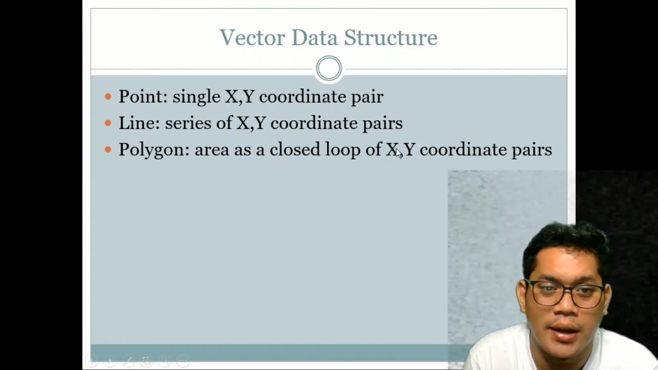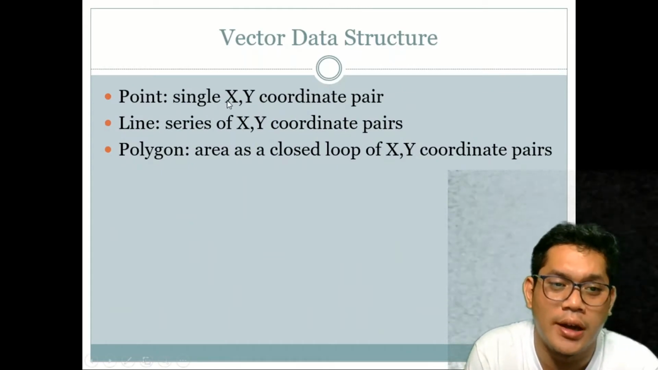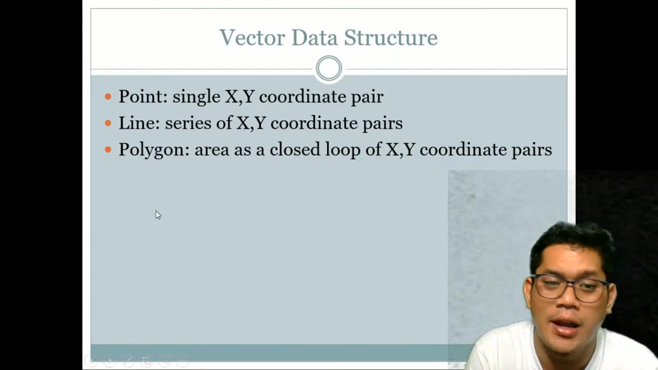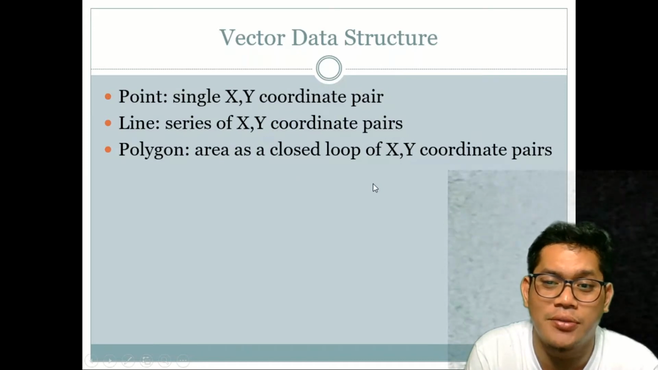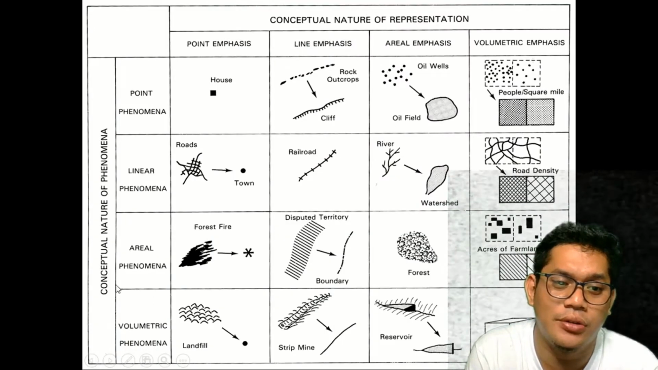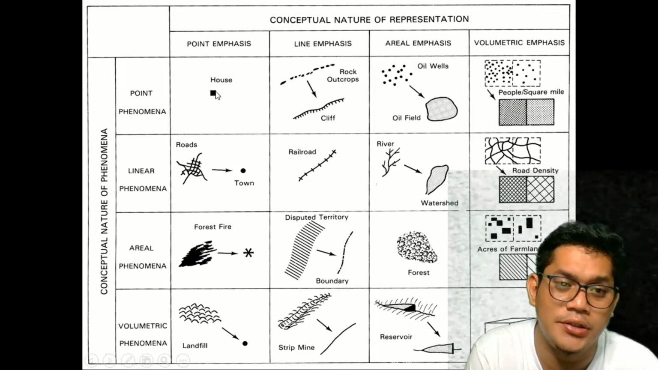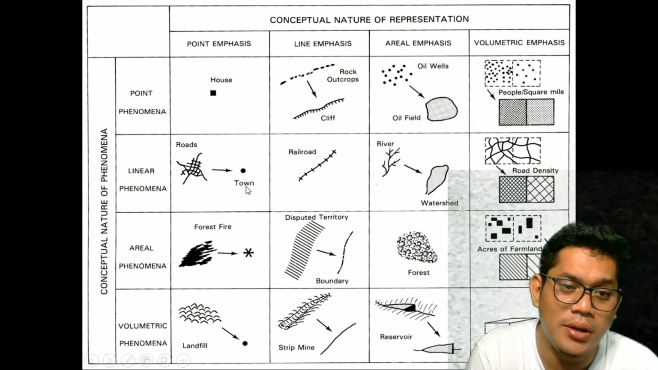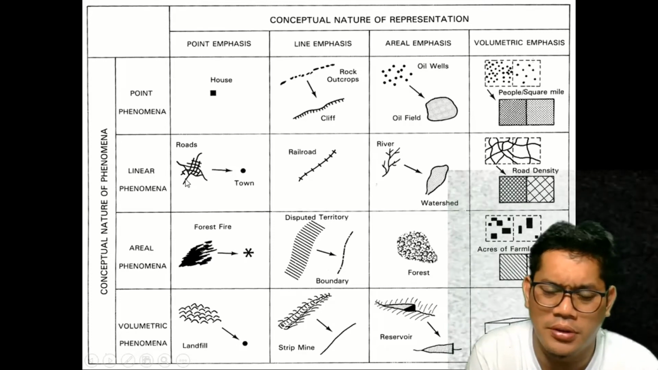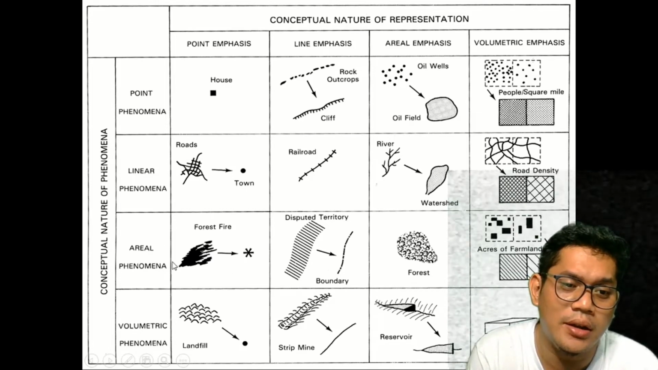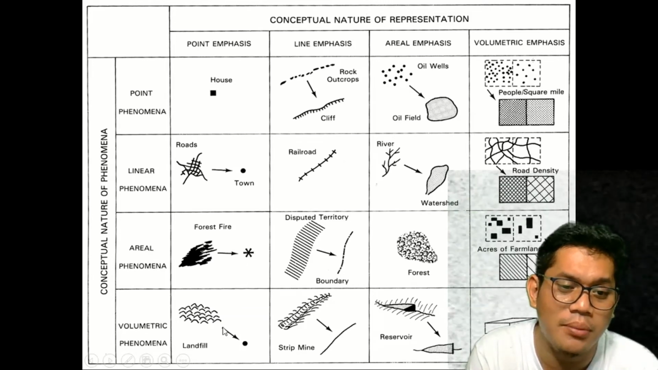So points, lines, and polygons. The idea will be single x and y coordinate pairs. Line is a series of x, y coordinate pairs, and polygon is an area as a closed loop of x, y coordinate pairs. So a point could be a single point representing a house. It could be a linear phenomenon where all of these row buildings are represented as one single point for a town. It could be an area phenomenon where it shows you the point of the phenomenon, and more.